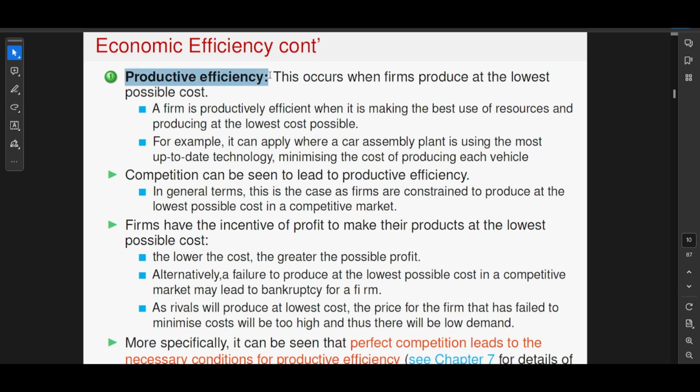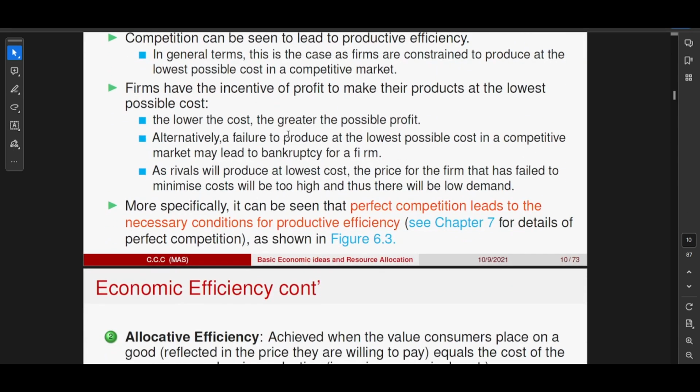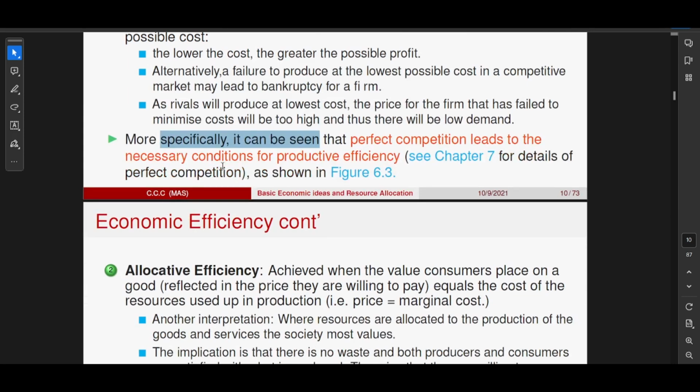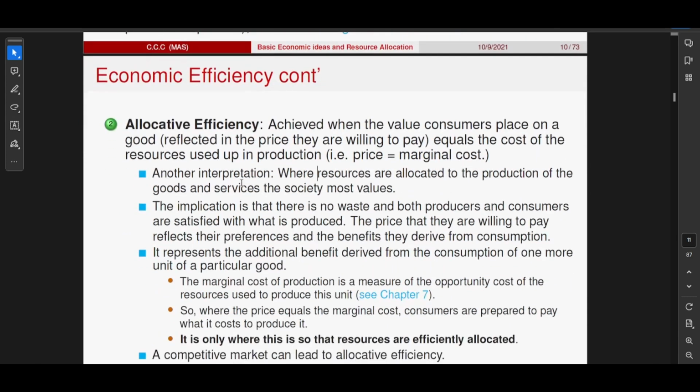So we know what productive efficiency is. Productive efficiency is basically producing at the lowest possible cost. You guys can go over all of this; you should be familiar with it. It says more specifically, it can be seen that perfect competition leads to the necessary condition for productive efficiency. When we look at a company, when we look at profit and those things, again we're going to go into this: how companies achieve productive efficiency.